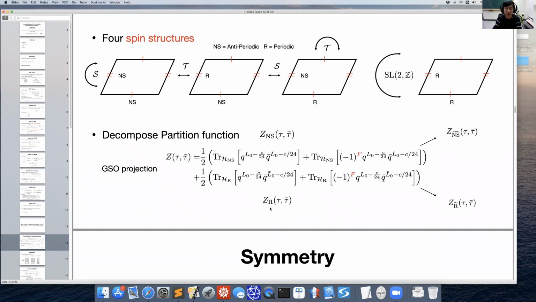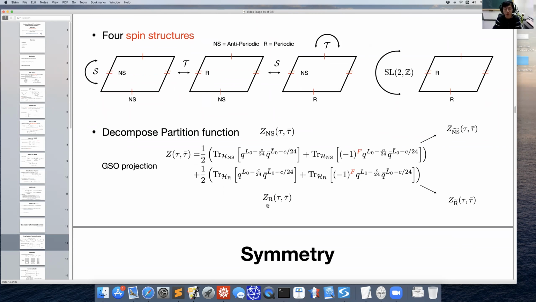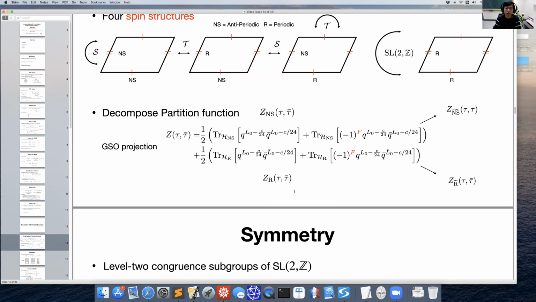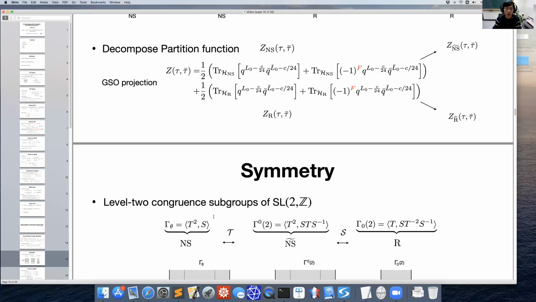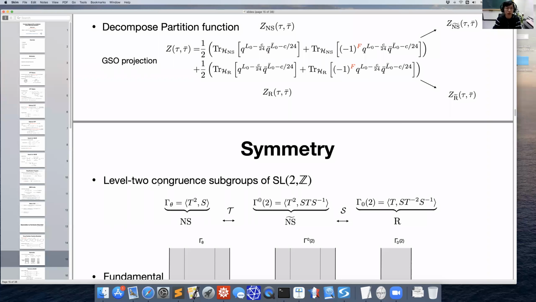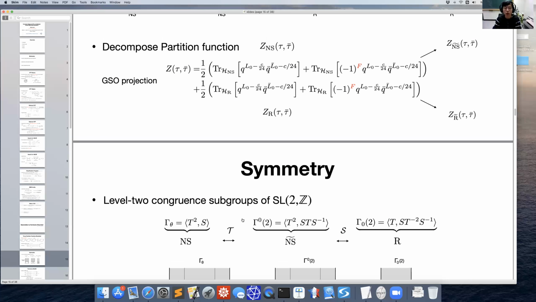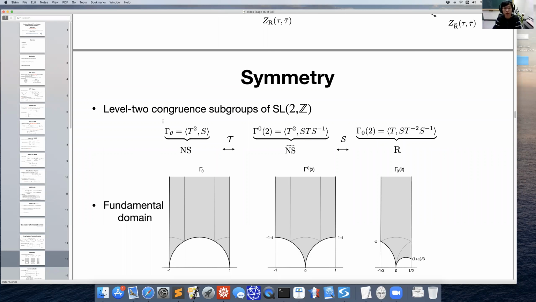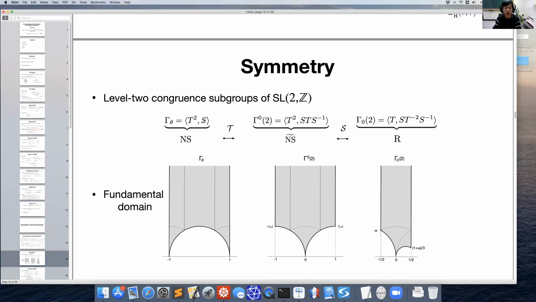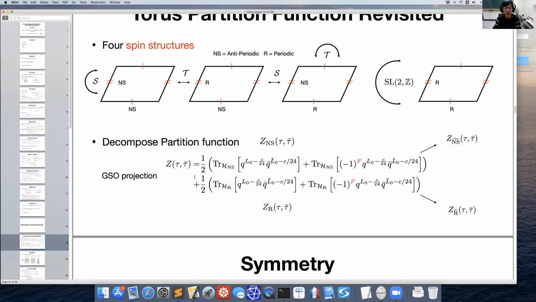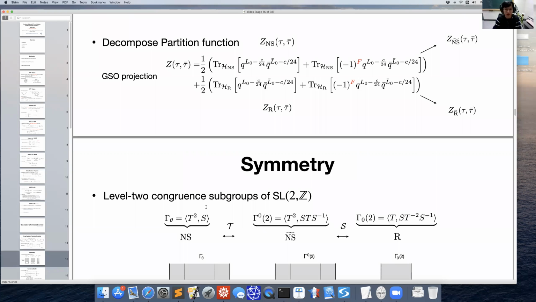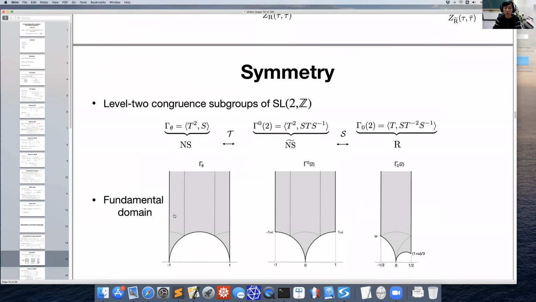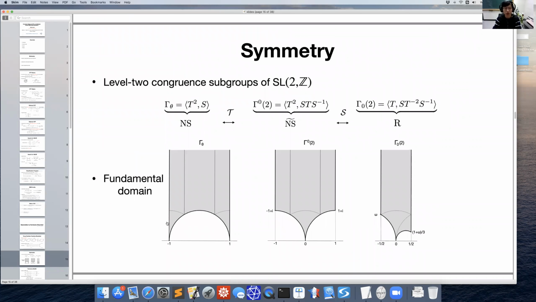Then the next thing is that we need to understand the symmetries associated to each sector. It turns out that there's a beautiful connection to mathematics, related to the level 2 congruence subgroups of SL2Z. So here I'm giving you the symmetry subgroups for different sectors. This is very easy to understand. For example, for this gamma theta, as I already told you, S is inside gamma theta, and for T squared, you just translate once and back. So T squared is also a symmetry of this NS sector. And here I draw the fundamental domains for the different sectors, which take this shape.